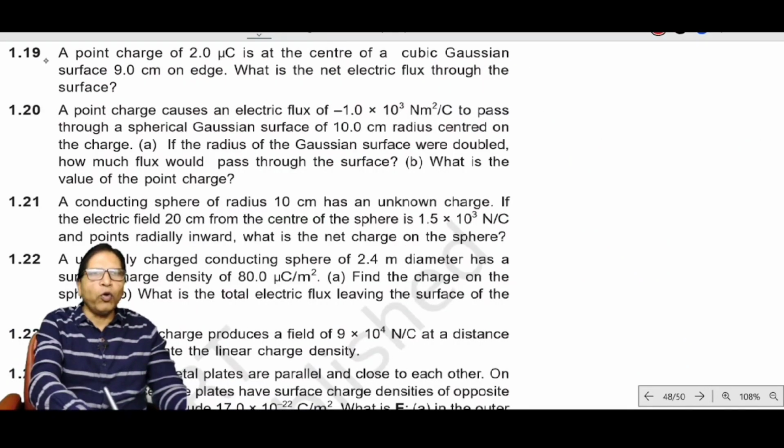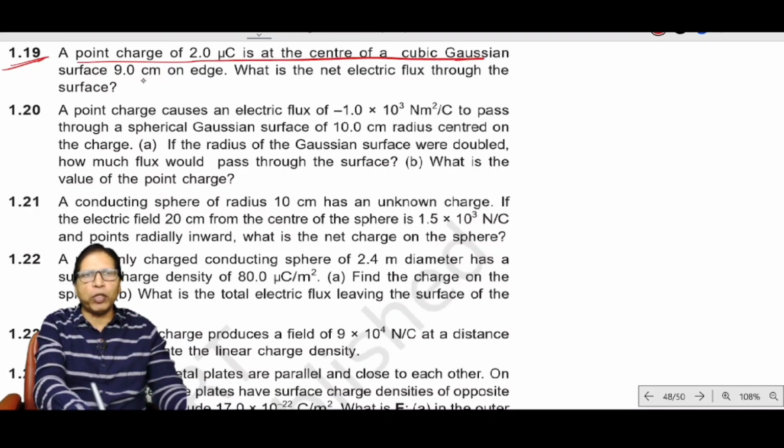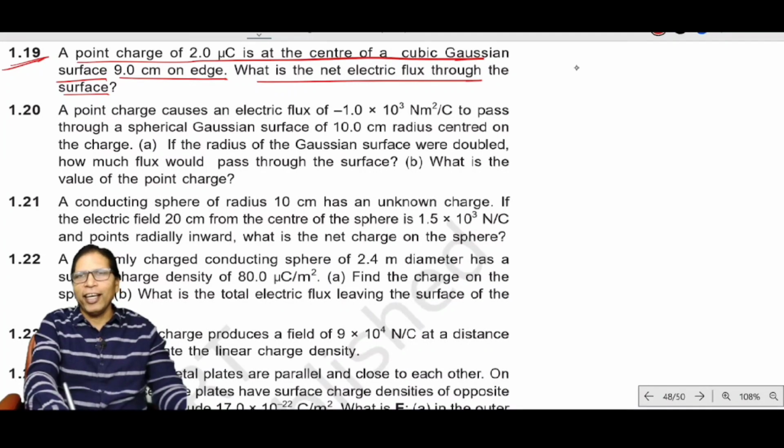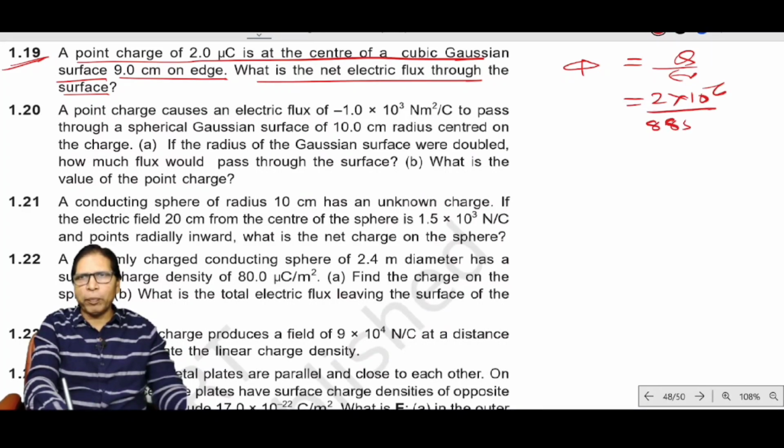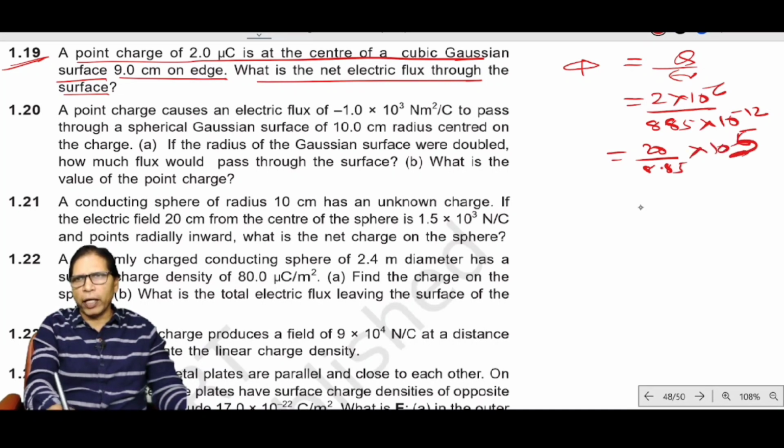Now question number 1.19. A point charge of 2 microcoulomb is at the center of a cubic Gaussian surface 9 centimeter on edge. What is the net electric flux through the surface? It is q by epsilon naught. Q is 2 into 10 to the power minus 6 and this is 8.85 into 10 to the power minus 12. So this is 20 into 8.85 into 10 to the power 6, sorry, 10 to the power 5. So this is 2.2 into 10 to the power 5 V·m, the electric flux.